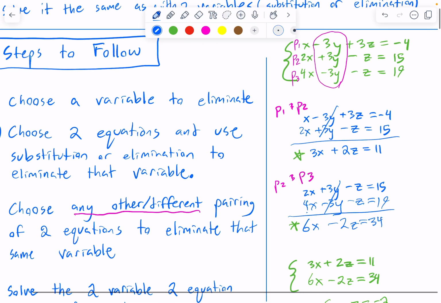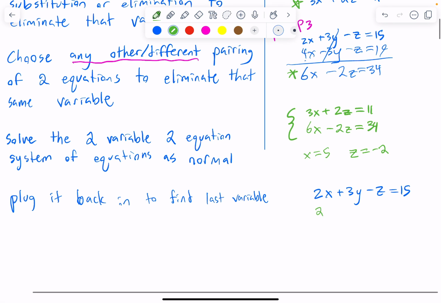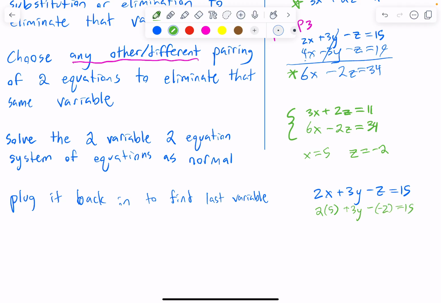So let's do x minus 3y. Again, it doesn't matter which one you choose. I'm going to do whatever, 2x plus 3y minus z equals 15. That was the second one. I'll plug in all of our numbers. We get 2 times 5 plus 3y minus -2 equals 15. So this is a 10. This is a plus 2. So that's 3y plus 12 equals 15. 3y equals 3. Y equals 1.